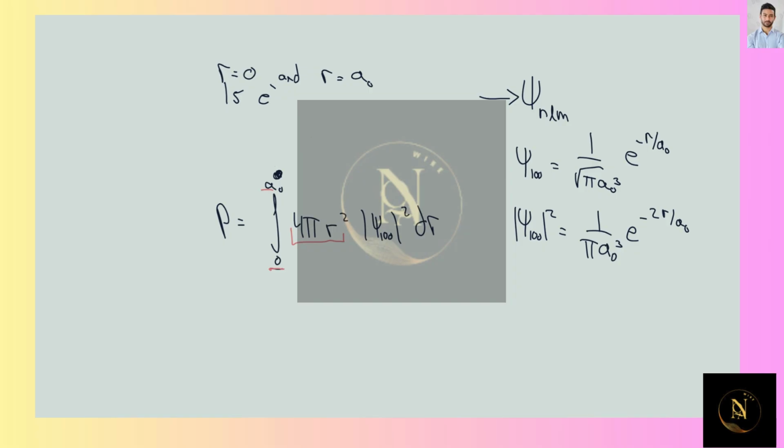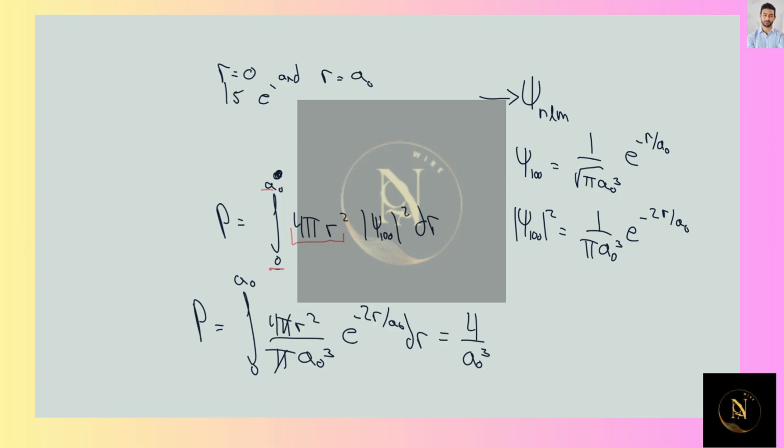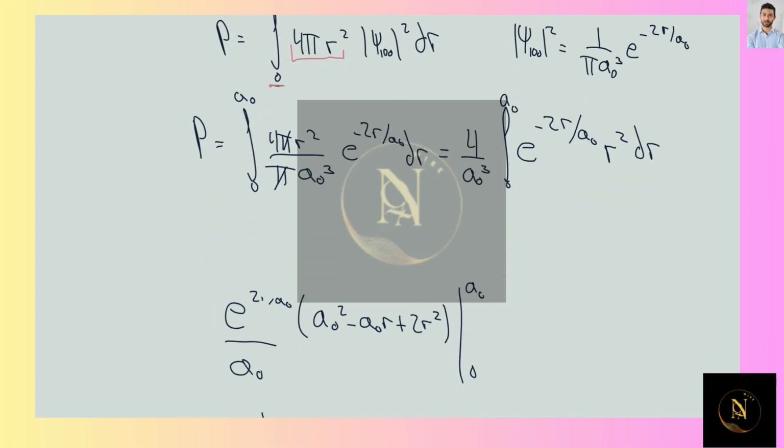So we can take directly the square of the wave function, which gives us this result, and our probability will become finding the integral for the following result, which is just replacing the value for the phi 100 probability distribution function, which is the square of my wave function, yielding: pi and pi cancel out, and here we're going to get 4 over a naught cubed, the integral from 0 to a naught of the exponential of minus 2r divided by a naught times r squared dr. So now the problem is just how to solve this integral.